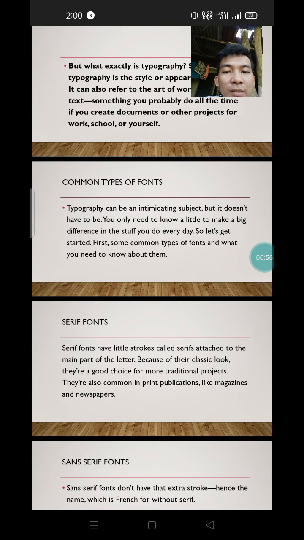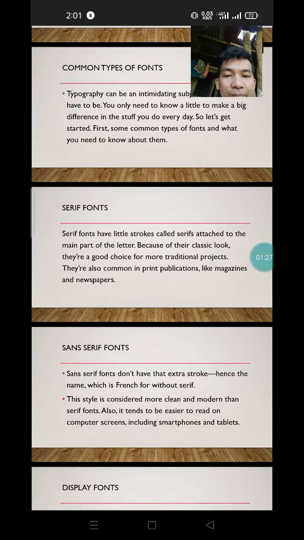Common types of fonts. Typography can be an intimidating subject, but it doesn't have to be. You only need to know a little to make a big difference in the stuff you do every day. So let's get started. First, some common types of fonts and what you need to know about them.